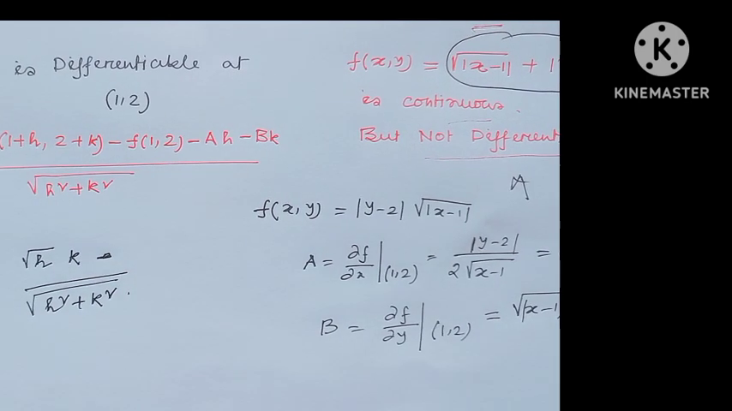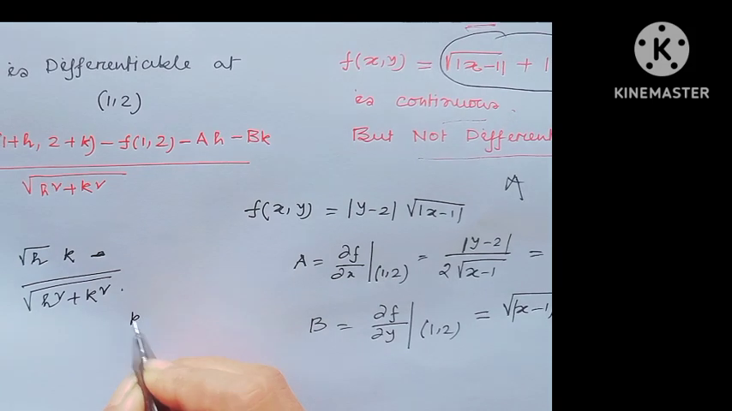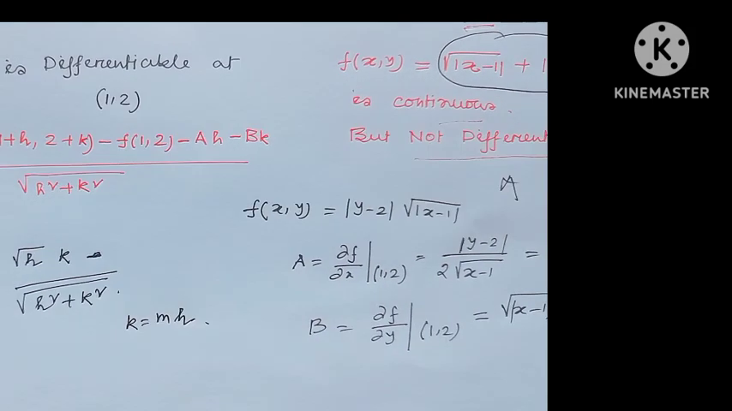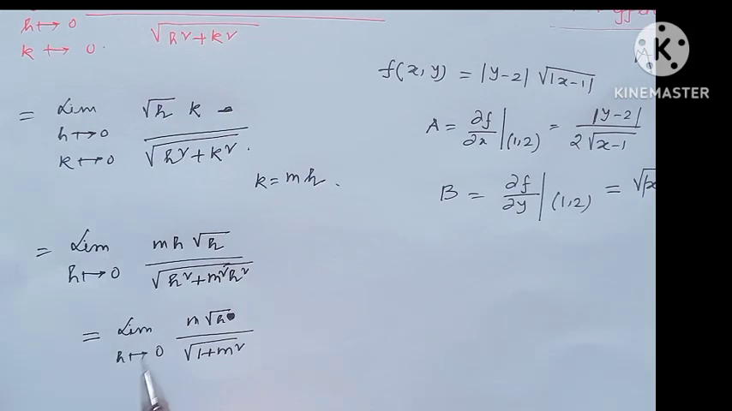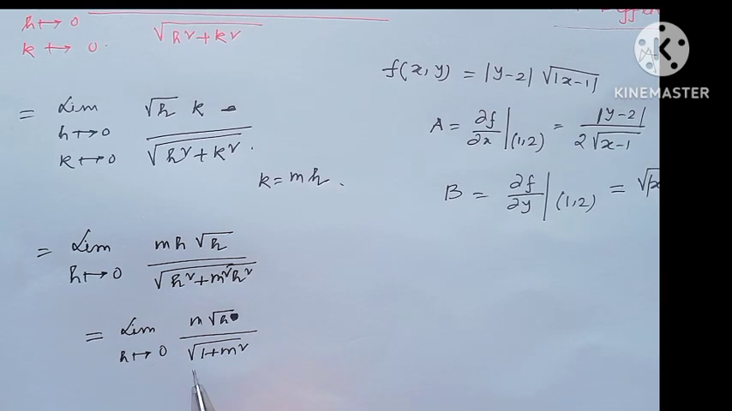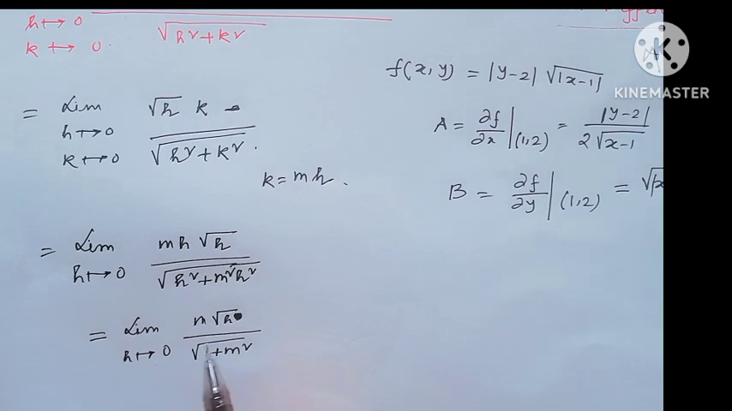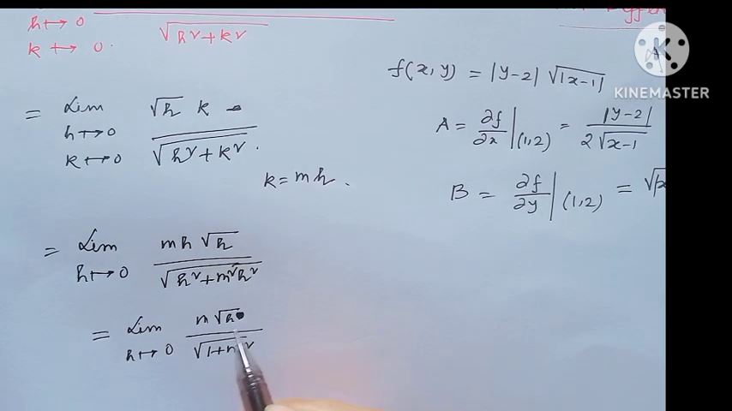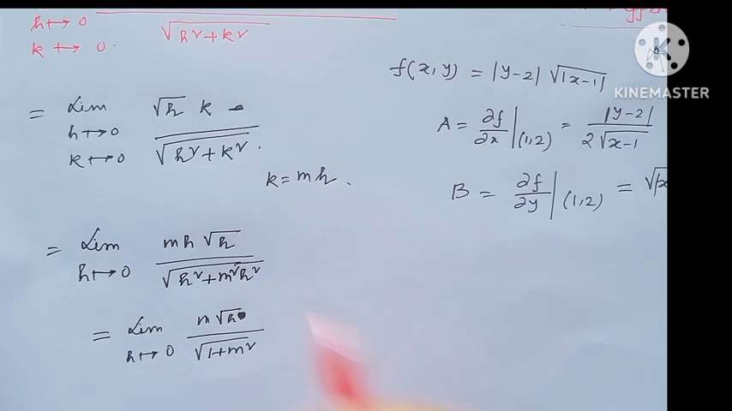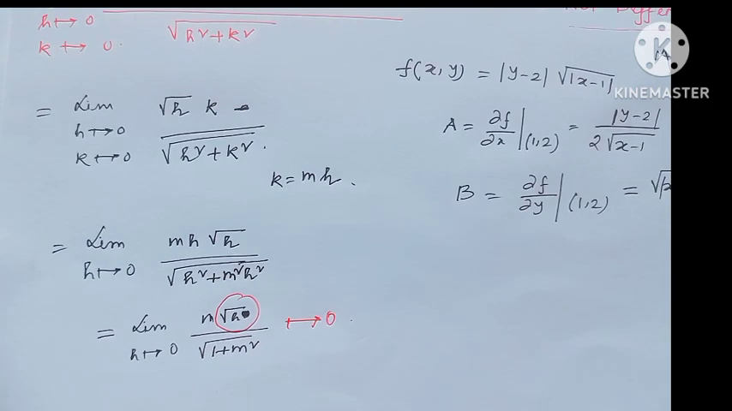Now we have to find the limit. For the limit, consider k equal to mh. Then this value would be limit h goes to 0 of m square root of h divided by square root of 1 plus m square. And for this value, square root of h goes to 0.